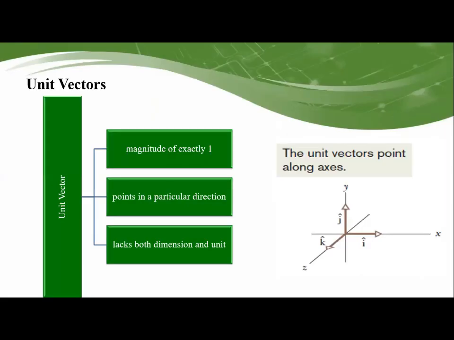Unit vectors. A unit vector is a vector that has a magnitude of exactly 1 and points in a particular direction. It lacks both dimension and unit. The unit vectors in the positive direction of the x, y, and z axes are labeled i hat, j hat, and k hat, where the hat is used instead of an overhead arrow as for other vectors. The arrangement of axes in the figure is said to be a right-handed coordinate system.